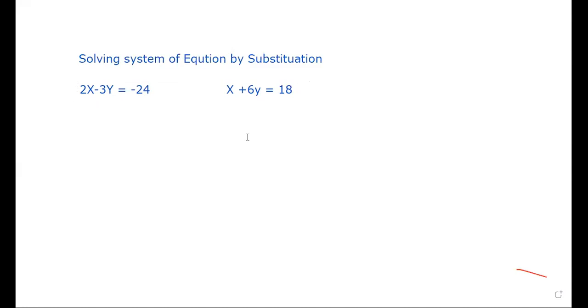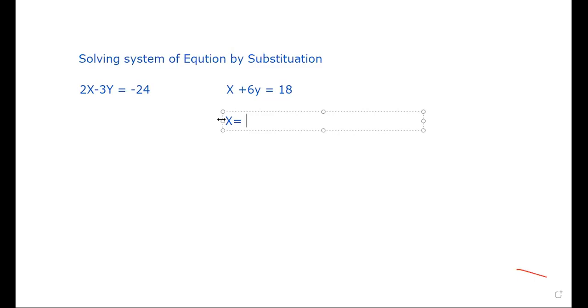Very good. So which variable will we keep and which variable will we transfer? Rashwan, go on. You prefer to start with the second one, right? So we will go to the second one. We are going to keep x, and then x equals, plus 6y minus 18.